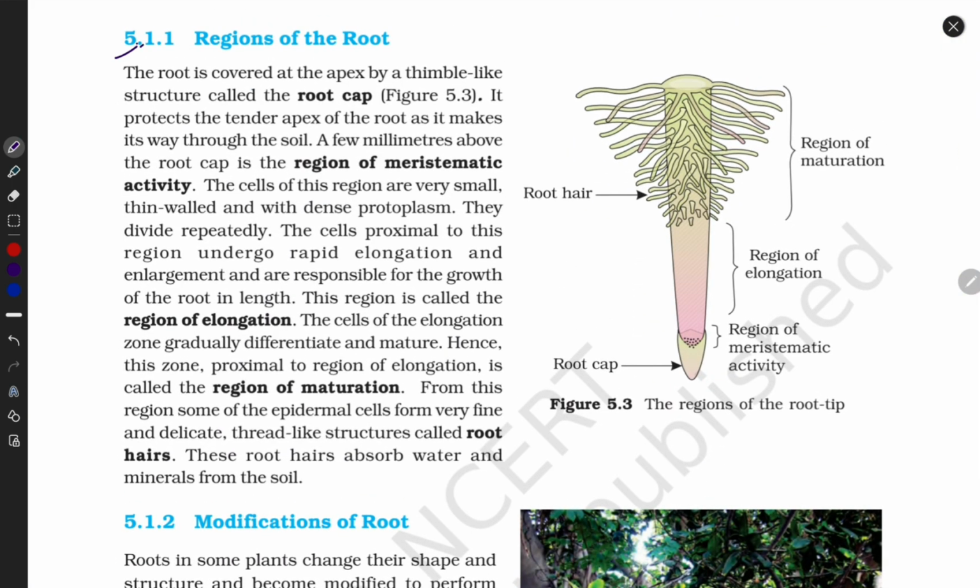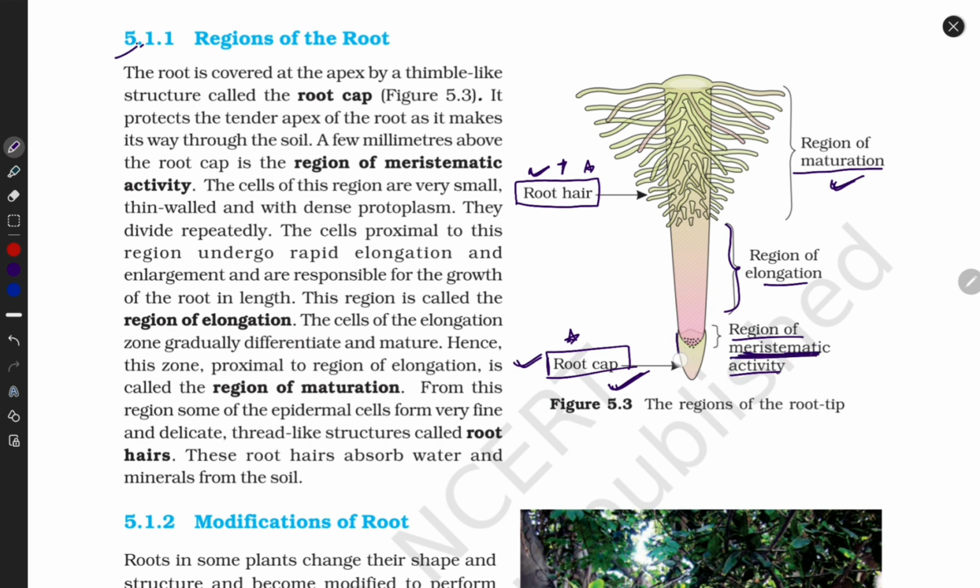Guys, this is important. They can ask you in which region of the root the root hairs are present. You have to say the region of maturation. Root hairs are present in the region of maturation. The root cap is present in the region of meristematic activity. This is the zone of maturation, this is the zone of elongation, and this is the zone of dividing.